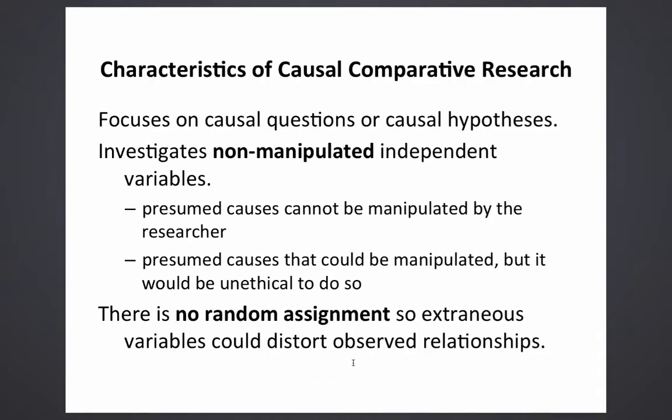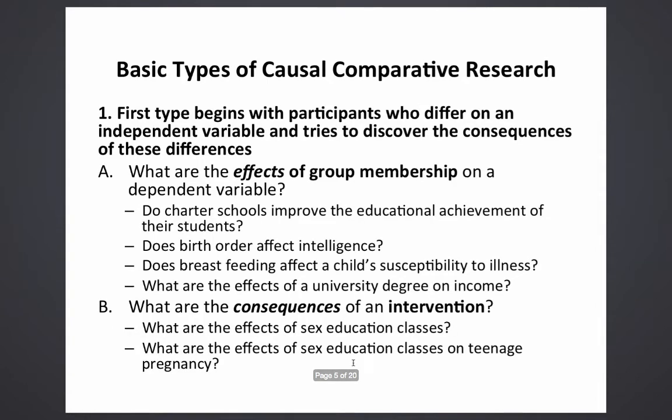The first kind of non-experimental research is causal comparative, and this is an attempt to determine causal explanations for differences we see on our variables of interest. But again, we're dealing with the situation where we haven't manipulated, we're looking at pre-existing differences, and we haven't been able to randomly assign. There are three basic types of causal comparative research.